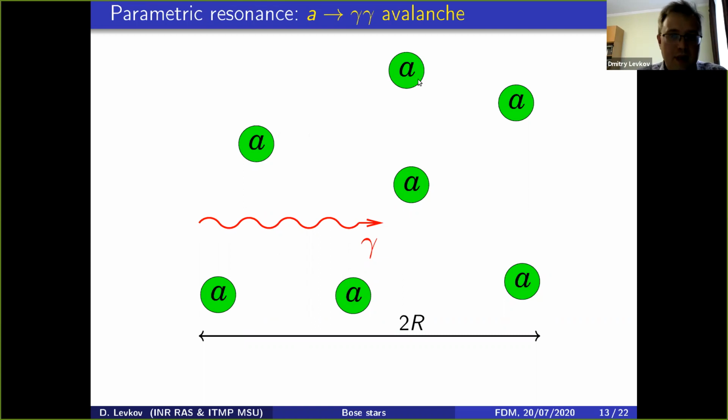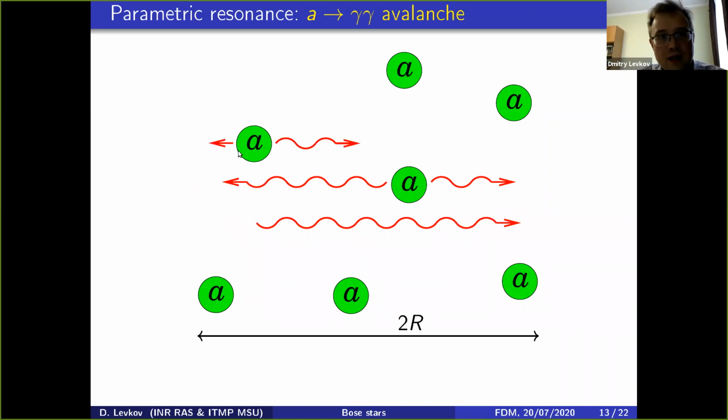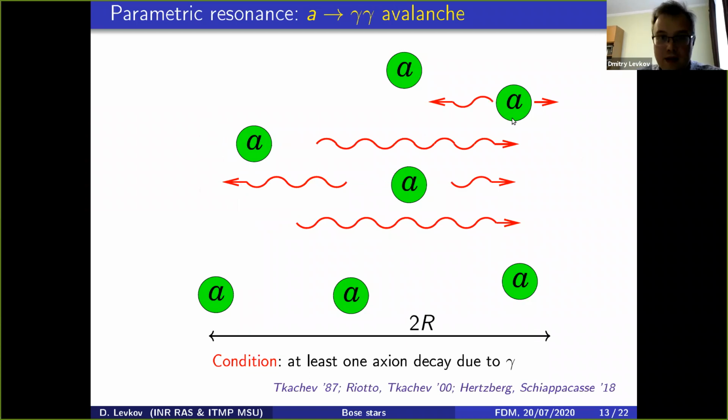Suppose there is some system of axions of finite size R, and a gamma passes through this system. Say this is a Bose star or any finite region filled with axions. It might trigger decay of one axion into 2 photons, and one of these photons may trigger decay of another axion into 2 photons, one of which should cross the system again and trigger decay of some other axions. Actually, it is easier to understand that a necessary condition for the avalanche to develop, with more and more photons inside the axion cloud, is that the photon traversing this cloud should induce decay of at least one axion. If it does, then there is an avalanche, and everything blows up.